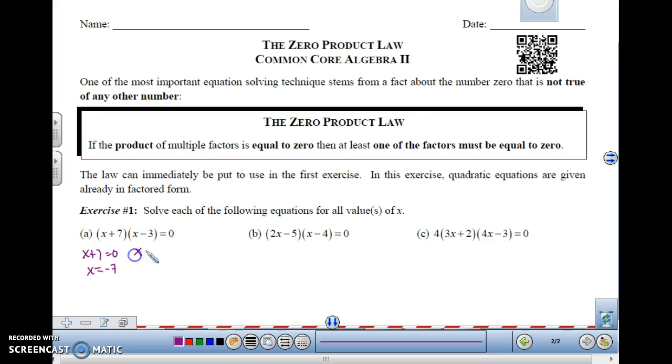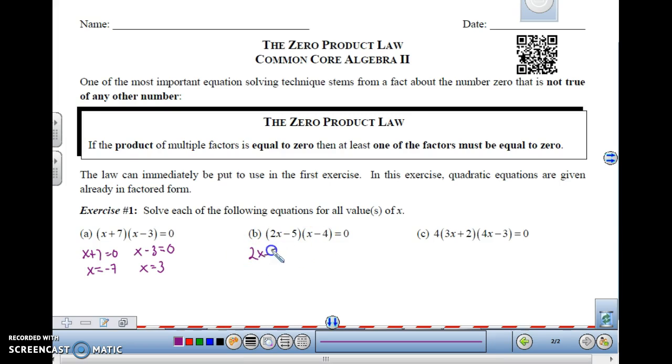The other value it could be is x minus 3 equals 0, so x is going to equal 3. If we plug in 3 into this bubble, it'll make this bubble 0, and 0 times this makes this equal to 0. So the two values of x that make this product equal to 0 would be negative 7 and positive 3.